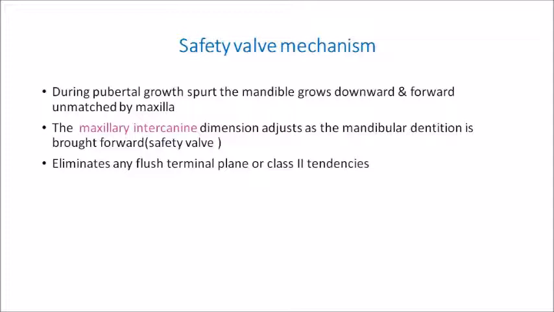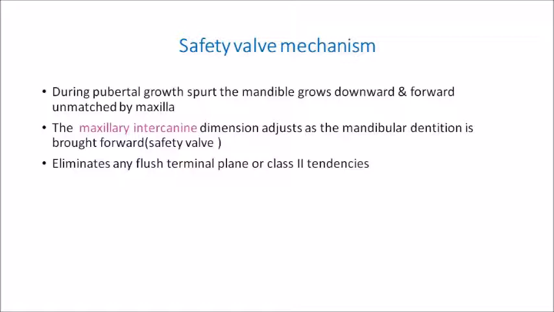So if this unmatched growth of the mandible is not compensated by any mechanism in the maxilla, then it can cause discrepancies in the occlusion, because the maxilla is not growing as much as the mandible, and if there is no mechanism to accommodate the increased growth of the mandible, it can result in malocclusion. The increase in maxillary intercanine dimension happens till the age of 12 years for girls and 16 years for boys. Please note that this is almost the time period during which there is a growth spurt for girls and boys.